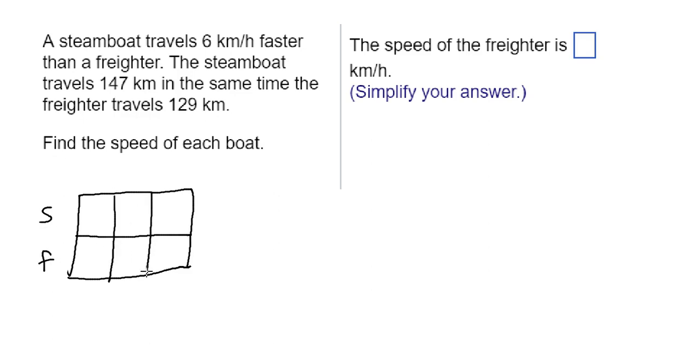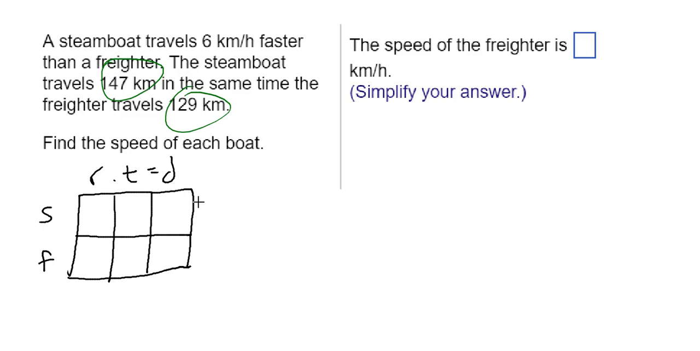All right, we'll make a column for each variable in the formula: R, T, and D. We'll set it up in this order. Just like the last problem we did of this type, they're giving us the distances.